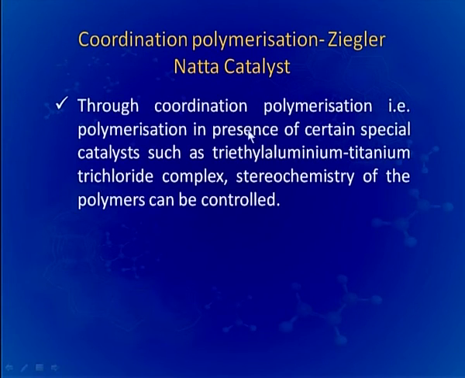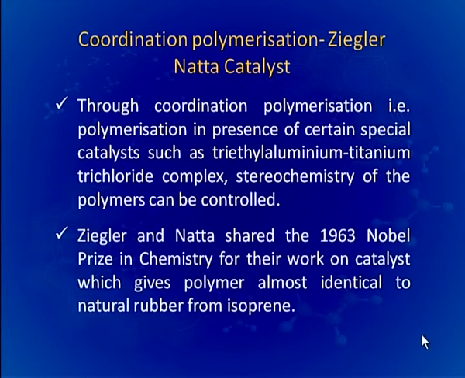Now, most of the polymerization reactions we have so far understood follow the free radical mechanism. Now, if we want to control the stereochemistry of the product, another type of polymerization reaction is followed, which is known as coordination polymerization. Ziegler and Natta, two scientists, got the Nobel Prize in Chemistry in 1963 for their work on a catalyst. With this catalyst, they were able to control the stereochemistry of the polymers.